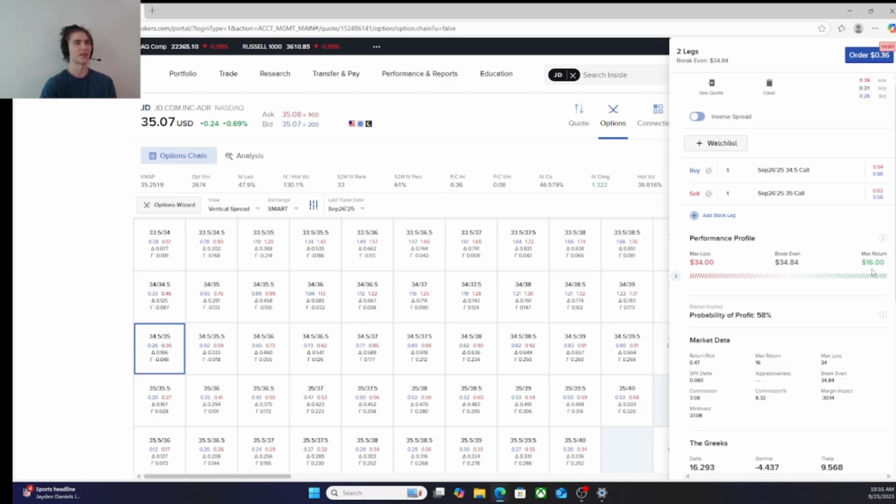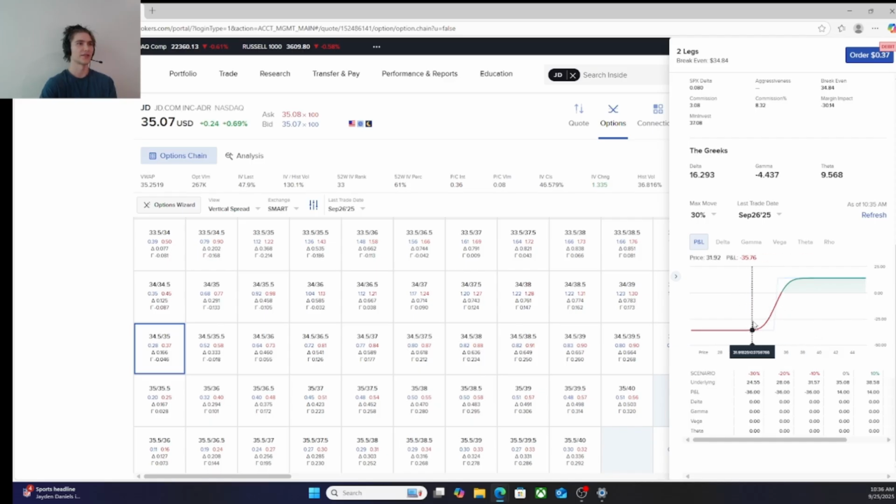My max return, you see, the max return is only $16. You're going to have to fill up a bit on these spreads to make it worthwhile, but especially in a sideways market, making anything is better than making nothing. Especially when you're comparing to call and put options, where you're going to be losing all of the premium.